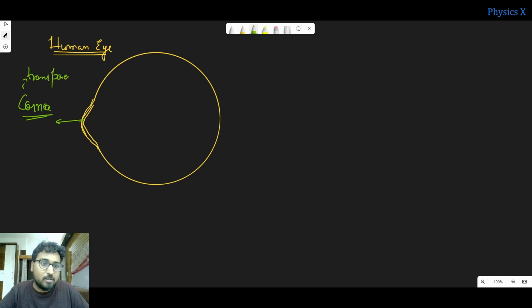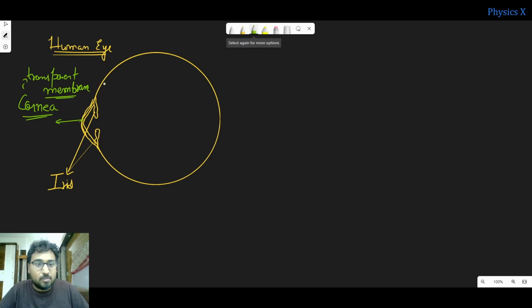This is a transparent membrane from where the light will actually enter, and most of the refraction of light happens in the cornea only. This is the point where the light first interacts with the human eye. Behind the cornea there is a colorful diaphragm, which is called the iris.